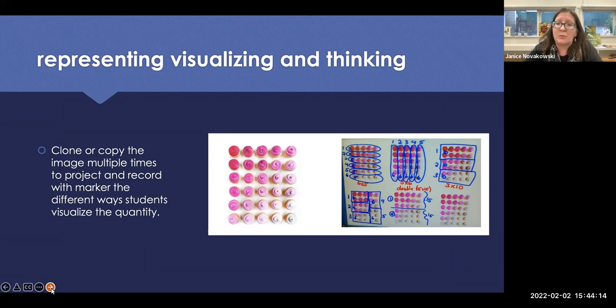This was done on a smart board where you can clone the image, but again, you can just copy it onto a Google slide or onto a PowerPoint or Keynote slide, and then project that and circle, or you can make multiple photocopies too and put them up on the whiteboard and record. But you can see on the right, the different ways that this teacher has recorded, focusing on the number of equal groups to think about that.